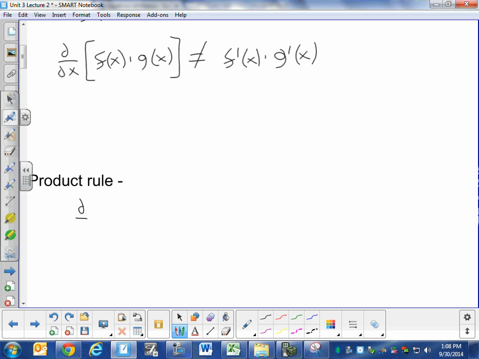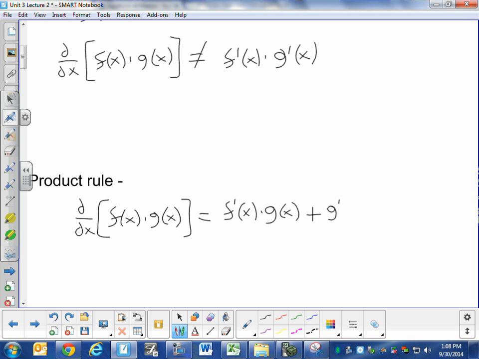The derivative of two functions being multiplied together is the following. The derivative of your first guy times your second, plus the derivative of your second guy times the first. Or f prime g plus g prime f.